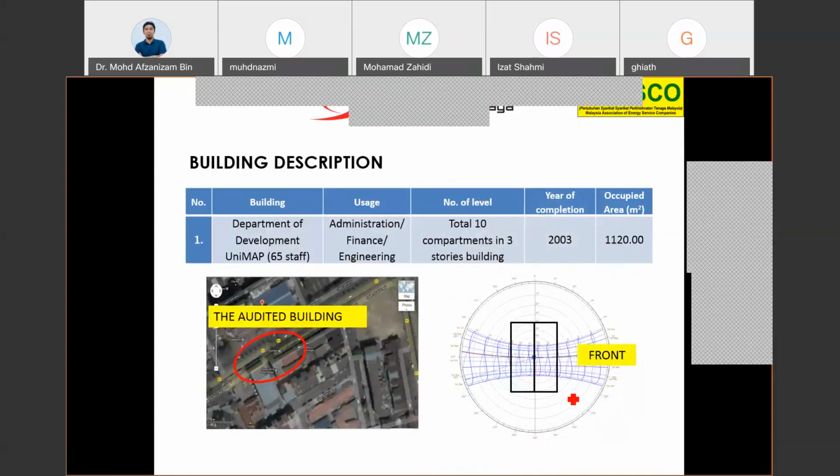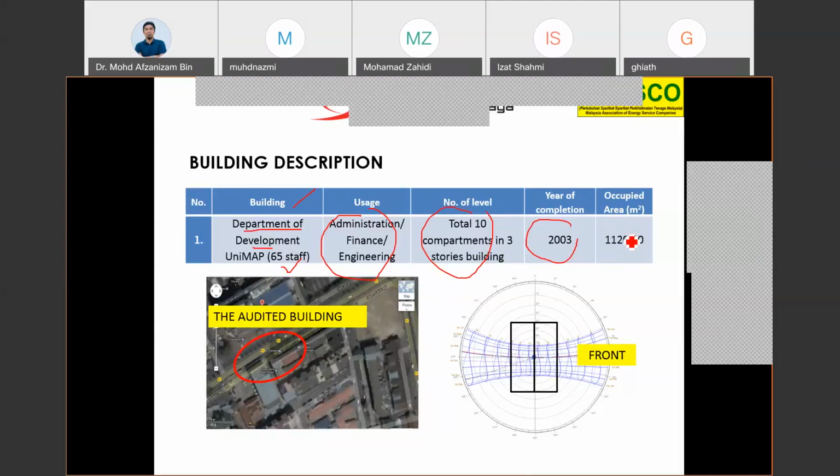Okay, holding description. Maybe you can have some sort of Google Map in terms of the area view or Google view. So they try to determine which is the executive person, and they try to break down the details: building, department of development, number of staff, administration, finance, engineering, which is faculty and administration, number of levels, performance of the building, completion, occupied area means that the area that is covered by the person who works in there.